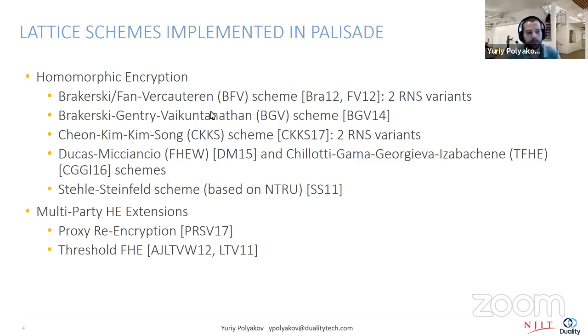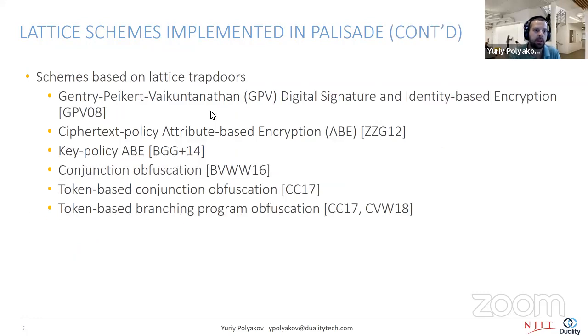In PALISADE, we also support multi-party homomorphic encryption extensions, and specifically one of them is proxy encryption, which has been available in PALISADE since the very beginning, and another threshold FHE approach, which can be a significantly more efficient alternative to multi-key FHE approaches, such as the one we saw yesterday. We have been supporting this functionality and will continue to improve it. I think there are some interesting applications there, in addition to these FHE-based schemes.